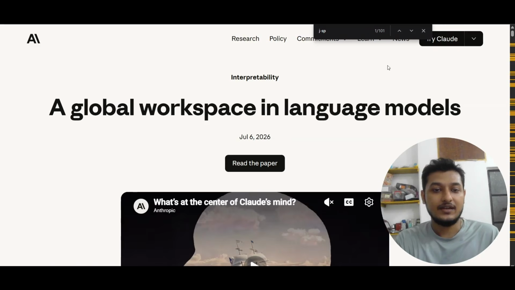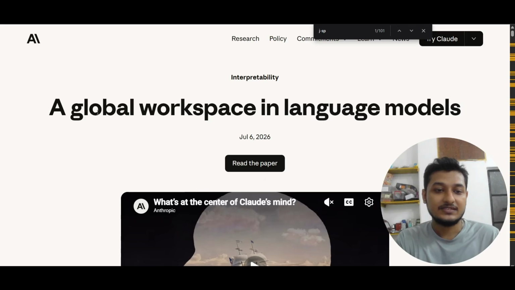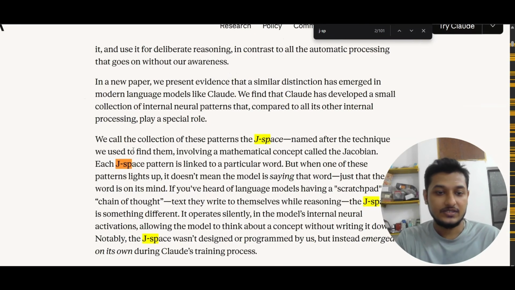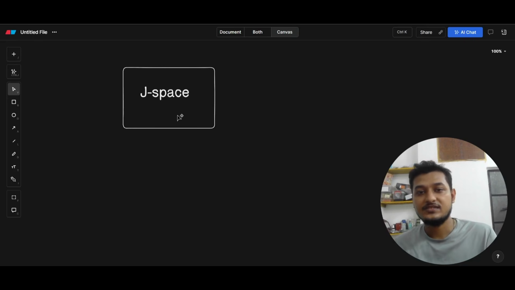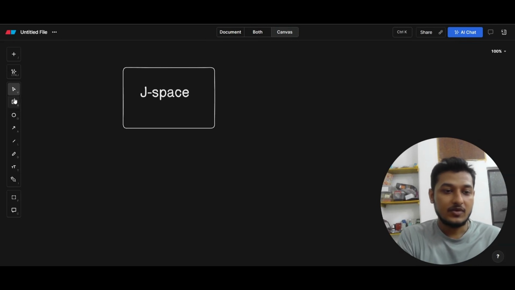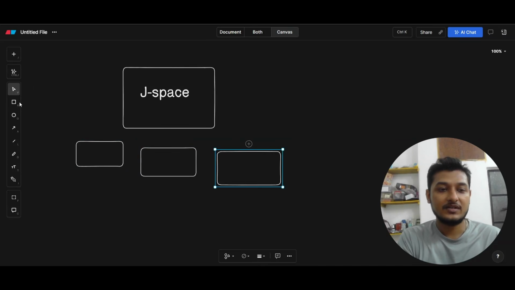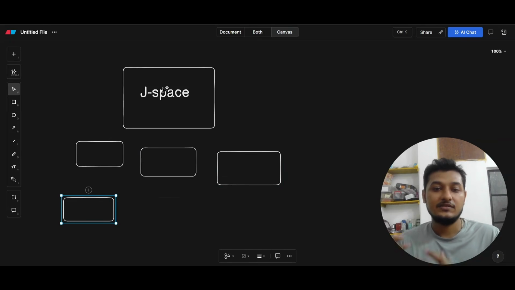For that, Anthropic found that there is a space, which is the J space. They have given it the name J space, and that J space is the global workspace. Now, if I take you to that point, here you see we call the collection of these patterns the J space. They are saying that this J space is a kind of whiteboard, and this is a global board. Inside the model, let's say this is the general knowledge expert, this is the mathematics expert, there is also a grammar expert and a coding expert, and all of these experts can see this J space.